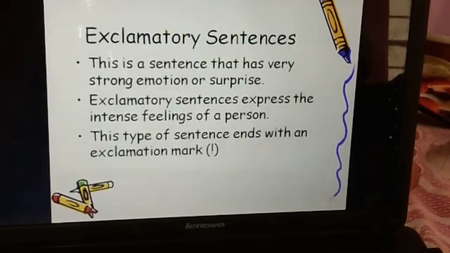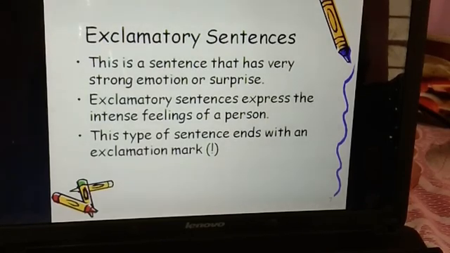Next are exclamatory sentences. This is a sentence that has very strong emotion or surprise. Exclamatory sentences express the intense feelings of a person, like when a person is very happy or very sad, we use such sentences to express such feelings. This type of sentence ends with an exclamation mark. So we put a line and a dot below it, so that is an exclamation mark.